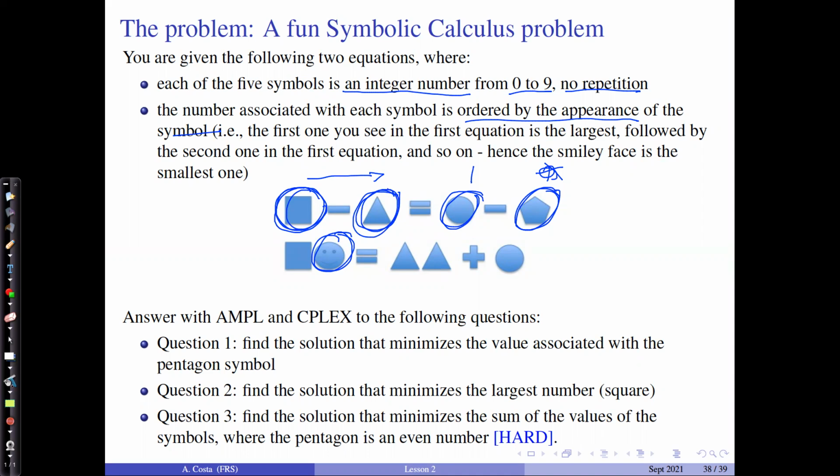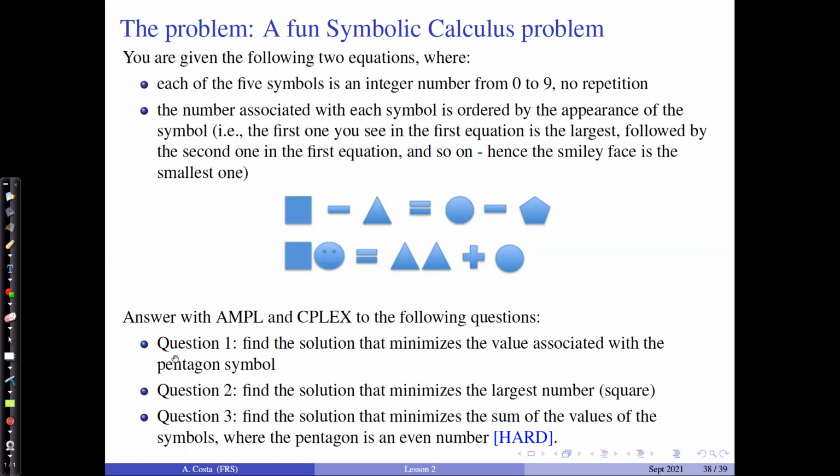What is your task? There are 3 questions here. First one, you want to find the solution: the assignment of the integer values 0 to 9 to each symbol so that, of course, these 2 equations must be respected. Okay, so these 2 equations must be true. And you want to minimize the value of this one.